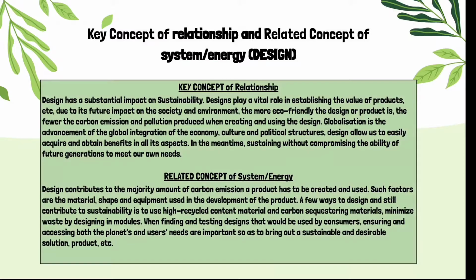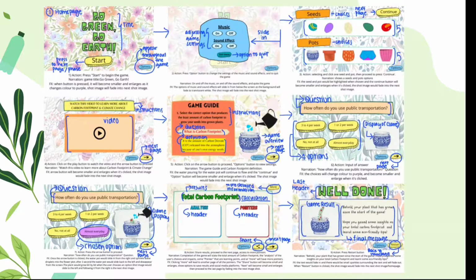In the meantime, we can sustain natural resources without compromising the ability of future generations to meet their needs. A few solutions are to use high recycled content, carbon sequestering materials, and minimizing waste by designing in modules. In design, I managed to gain an understanding of applying the skills and needs of designing, such as assessing both planet's and users' needs, putting more emphasis on ethical and green solutions, and refining the user's understanding of climate change.